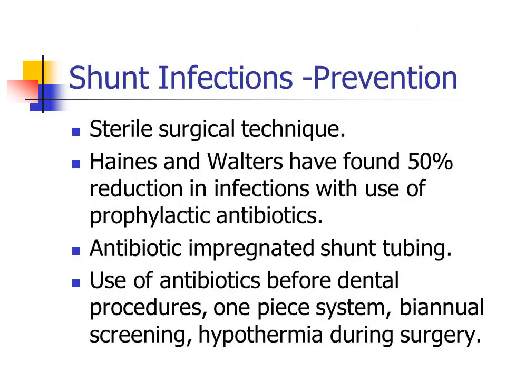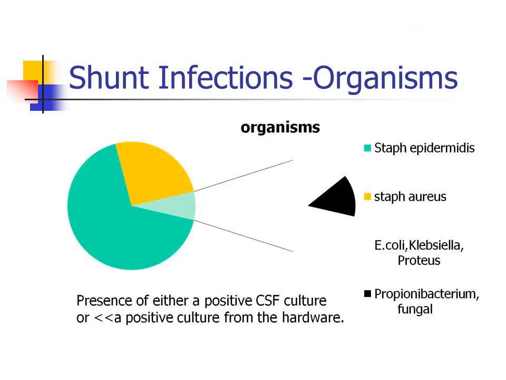Shunt infections prevention. Sterile surgical technique. Haynes and Walters found 50% reduction in infections with use of prophylactic antibiotics. Antibiotic-impregnated shunt tubing. Use of antibiotics before dental procedures, one-piece system, biannual screening, hypothermia during surgery. Shunt infections organisms.